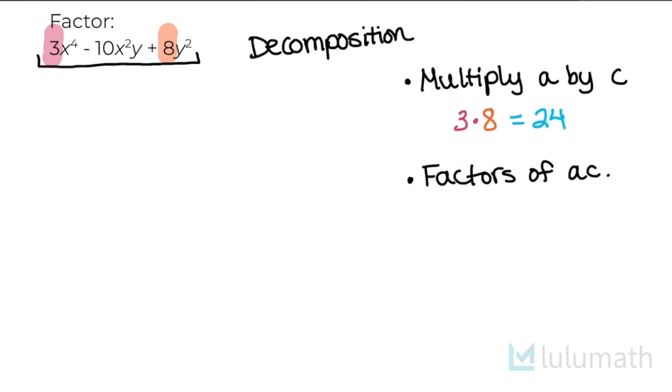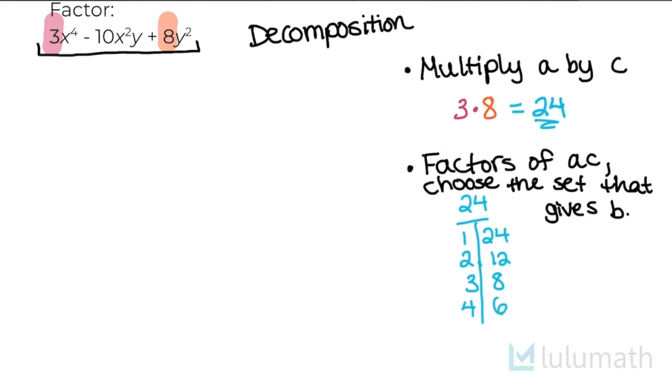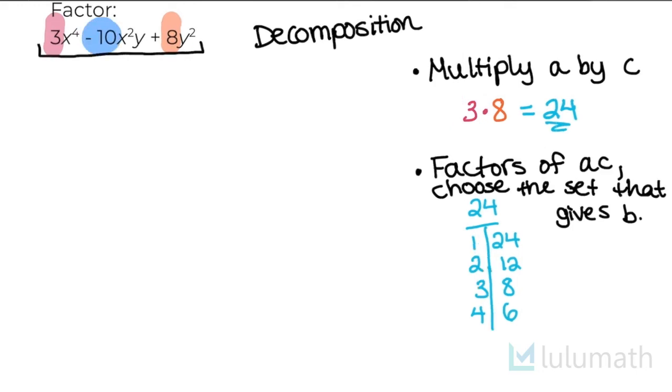Then I want to find the factors of AC, the product of A times C, which is this 24 right here. So some factors of 24 are 1 and 24. I could do 2 times 12. I could do 3 times 8, or I could do 4 times 6. Once I do that, I want to choose the set that will give us this b value that we have here, which is this negative 10.